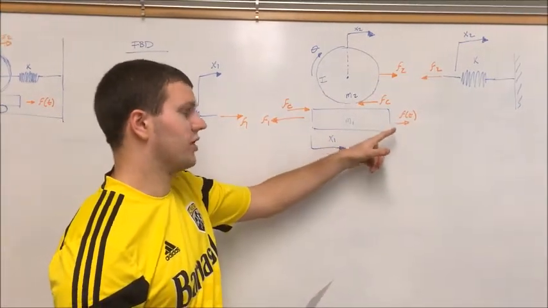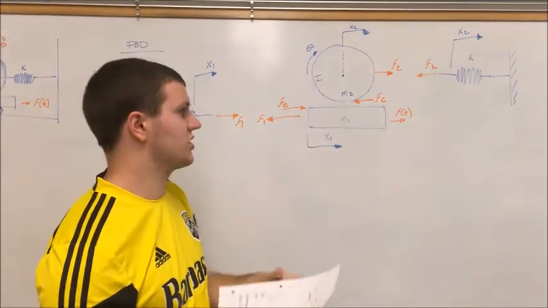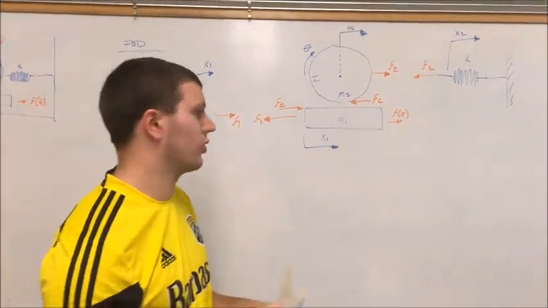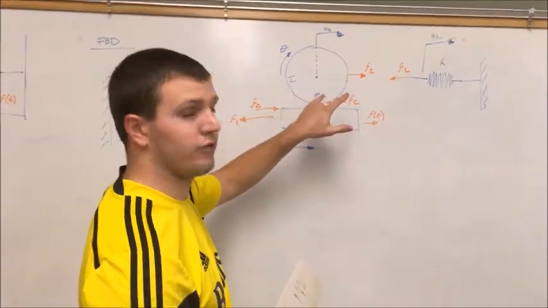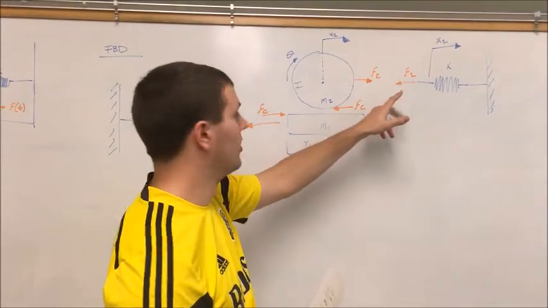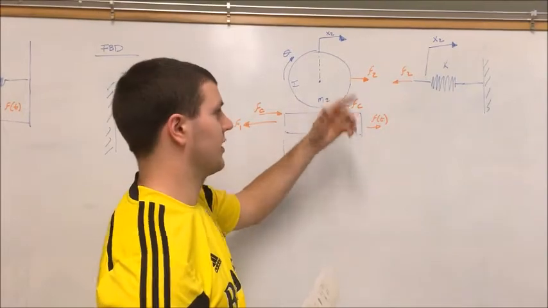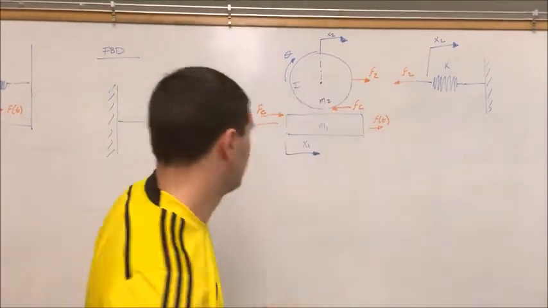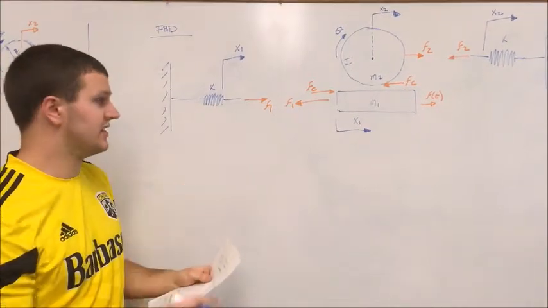And then right here we have a force dependent on time, which is F of T, and that's just in the problem. We don't have any values for it or anything like that. And then we come up here, and the only other force left is the spring force that we named F2, and that just attaches the disc to the spring, and those are equal and opposite as well. So we'll get started on writing the equations for each of the different pieces.